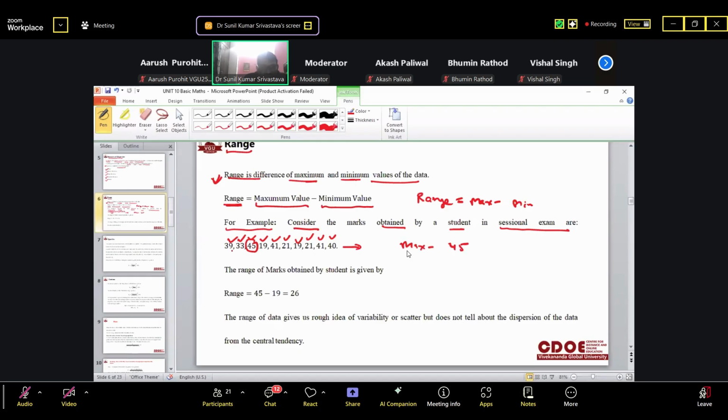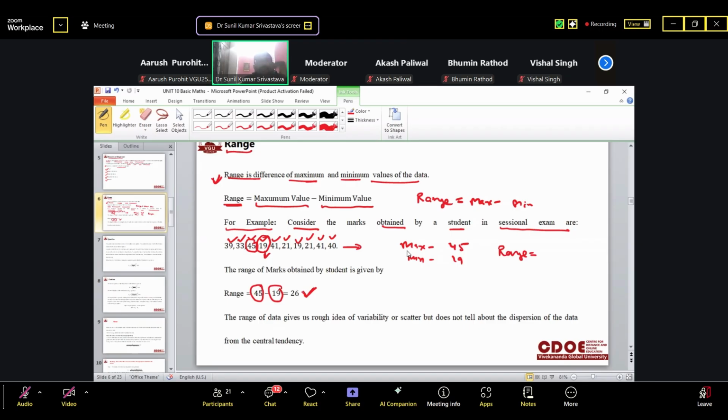Now we have to see what the minimum marks is. The minimum marks obtained by the student is 19. So the difference of these is denoted as the range. Range is equal to maximum value 45 minus minimum value 19, and it is equal to 26. So range is always defined by maximum value minus minimum value, that is, the difference of these.